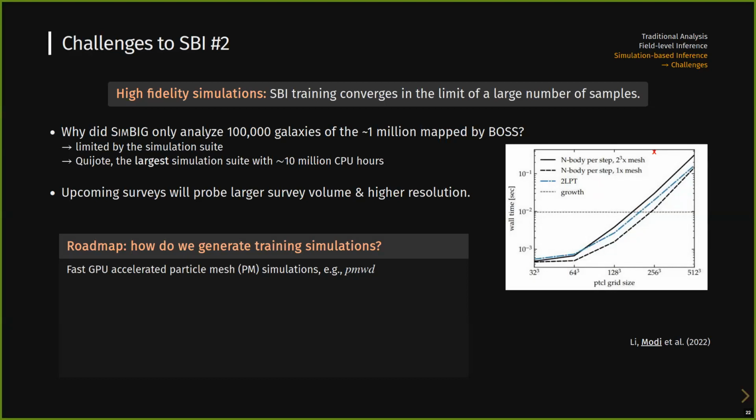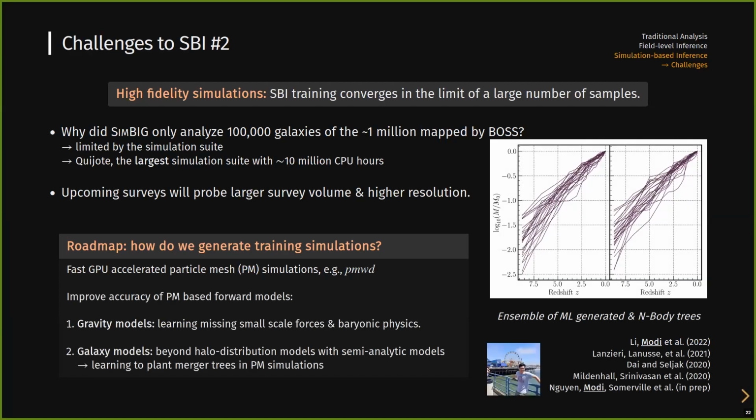Of course, particle mesh is not the correct model for our universe. So we'll need to improve the accuracy of these forward models. We'll need to do both: improve the gravity models, by learning the small scale forces and baryonic physics, and there's some work that has been done by my collaborators along these lines already. We would also need to improve the galaxy modeling.